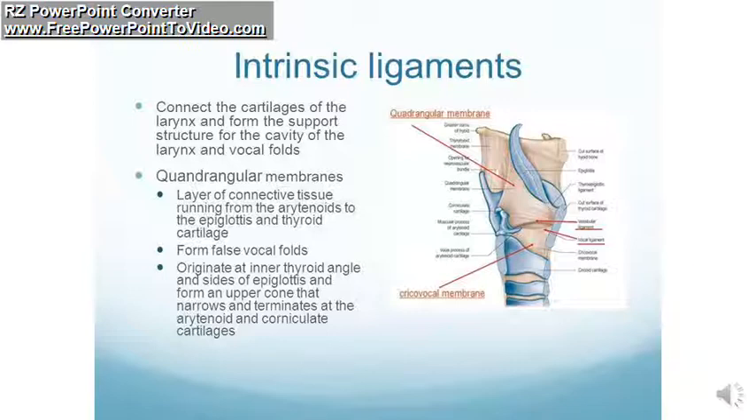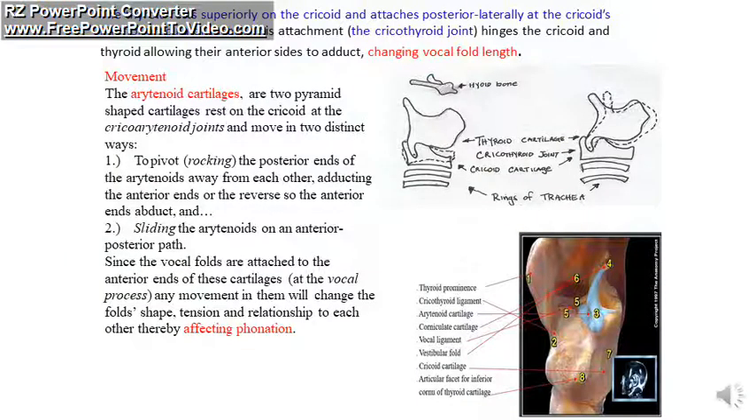If you look here, the thyroid rests here. If you look here, this is the ring, cricothyroid. The thyroid rests superiorly on the cricoid and is attached posteriorly and laterally at the cricoid inferior articular facet here in this area, and this is the ring of the trachea.